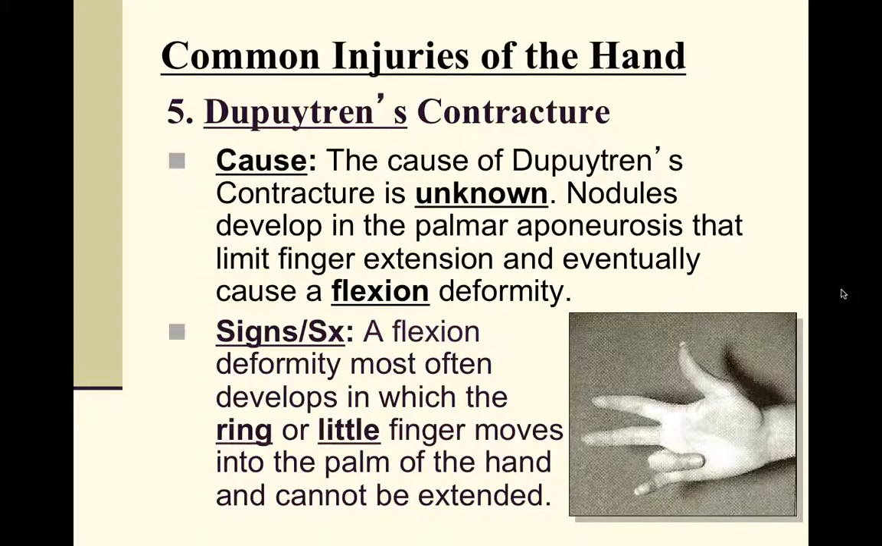They get all these nodules in their palmar aponeurosis here, and all of a sudden they've got this flexion deformity of either their ring finger or ring and pinky finger. So they can't extend it. It is so tight, there is nothing they can do. And it just happens to some people.